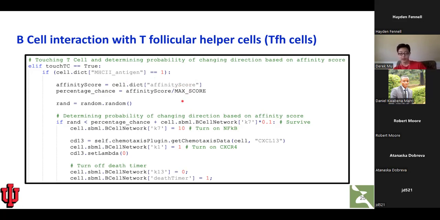So a higher affinity score would indicate a higher chance of the cell death timer being turned off and the cell surviving and also returning back to the dark zone. So to change the chemotaxis direction, which induced the migration of B cells from the dark zone to the light zone, NF-kappa-B and CXCR4 are turned on by setting their production rates to 10 and 1 respectively.